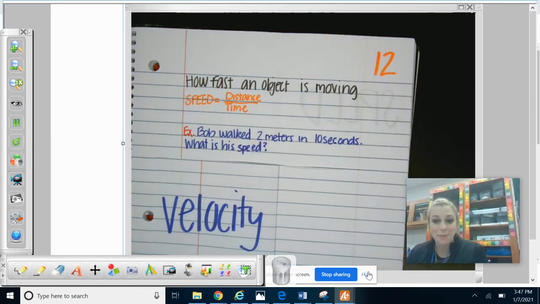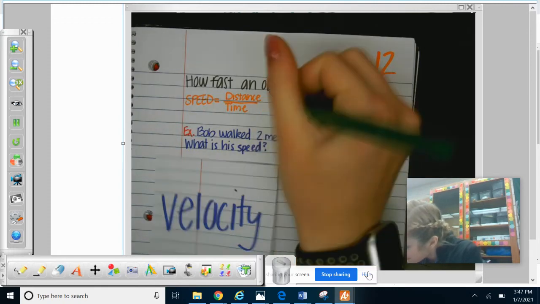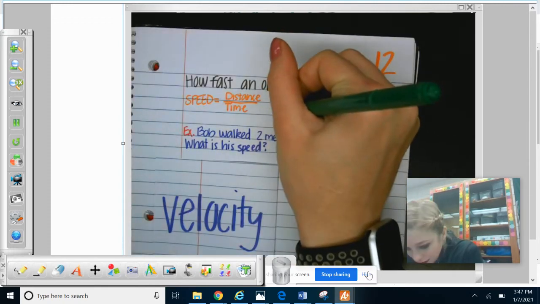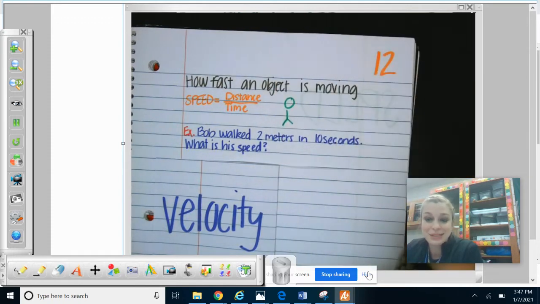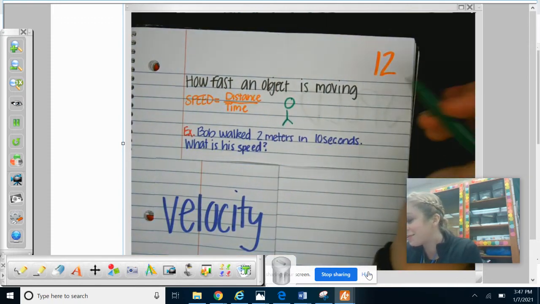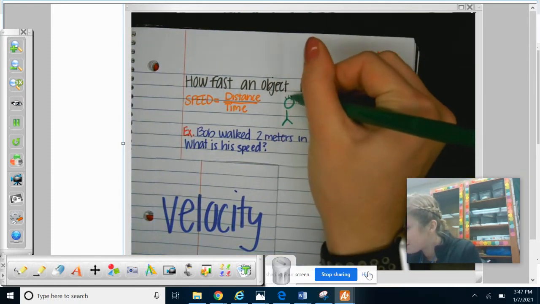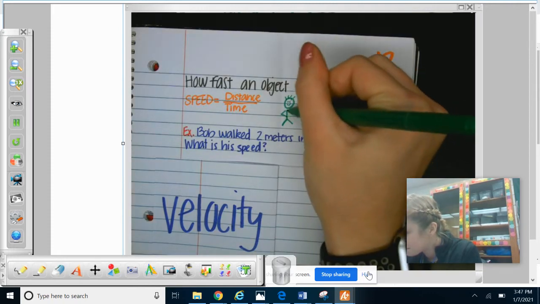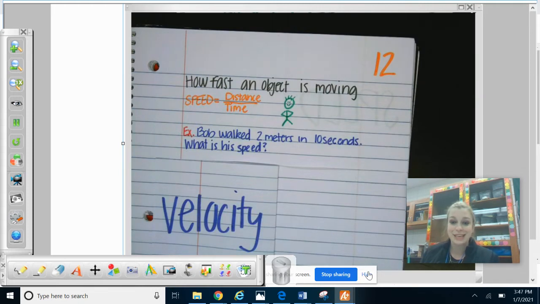Well, first we got to draw Bob. I'm going to try to draw Bob's arms, his hands on his hips. We'll see how this comes out. Let me give him a little hair first, and a smiley face. Okay, that's Bob. His hands are on his hips. So Bob walked 2 meters in 10 seconds.